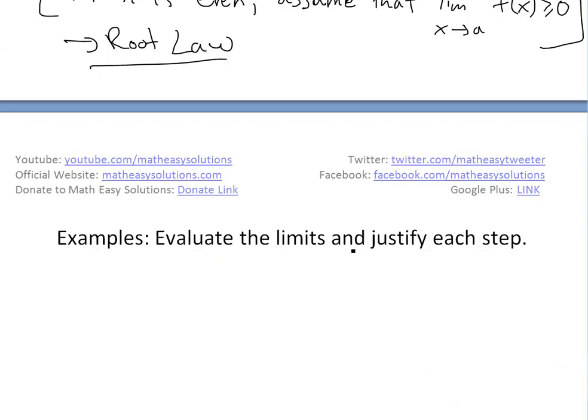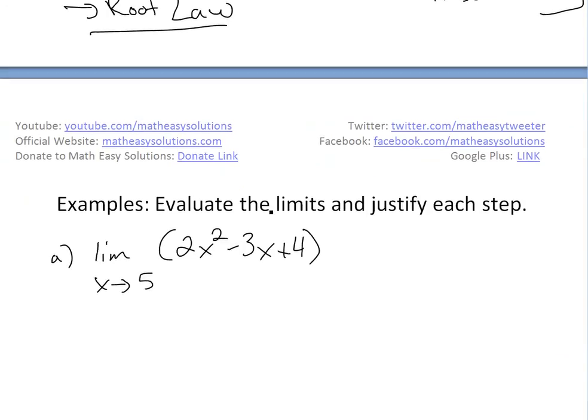Evaluate the limits and justify each step. So let's write down right now. Okay, so we'll just look at example A first. It says evaluate the limit and justify each step. What I mean by this is just apply the laws stated above on this example. Well, this one here is a rational function, so you could probably just plug in the number 5 and get the answer.